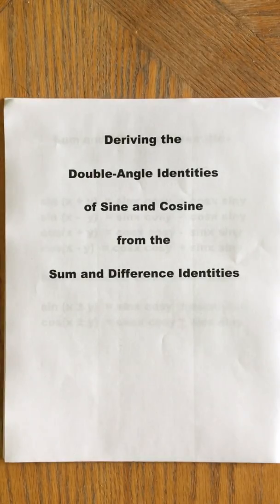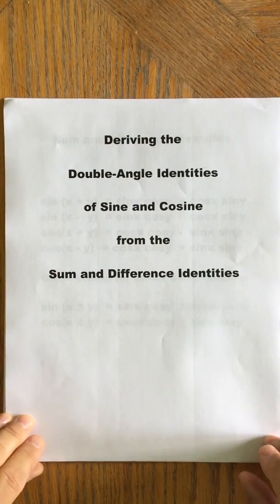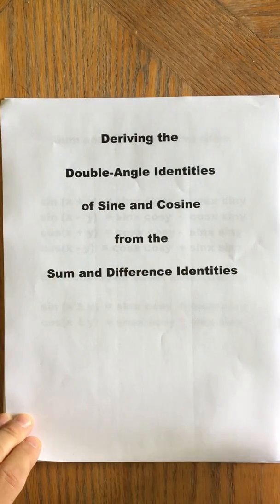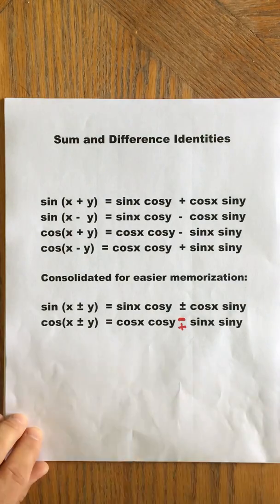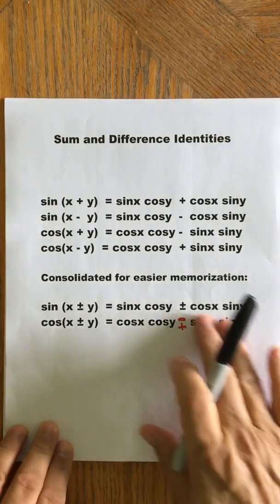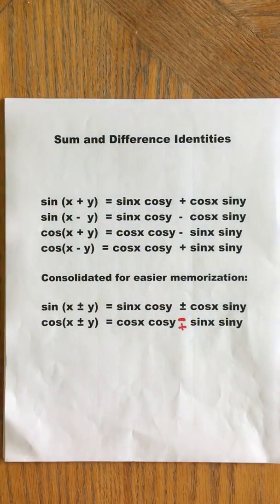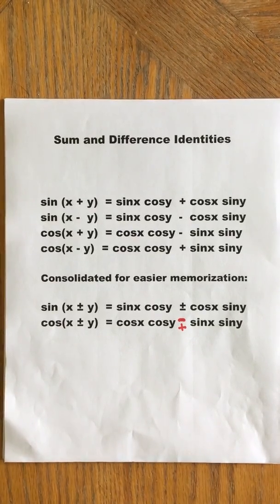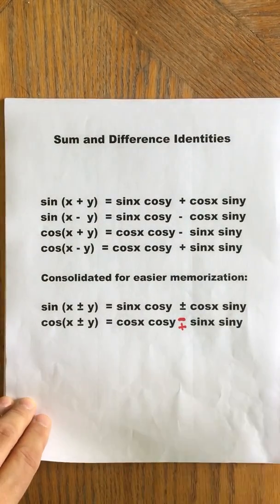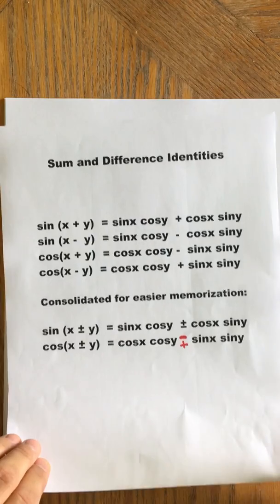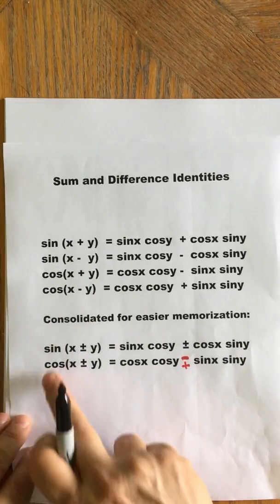Hello, in this video I'm going to look at deriving the double angle identities of sine and cosine starting from the sum and difference identities. So if you know these identities, and like I said I usually memorize this consolidated form, then you can derive the double angle identities. Let's go ahead and start with the sine.